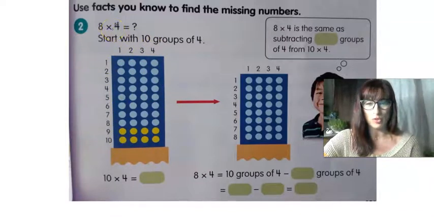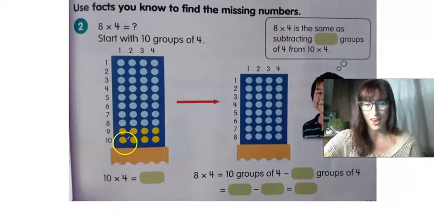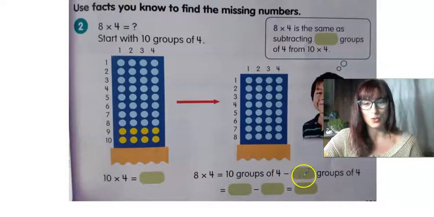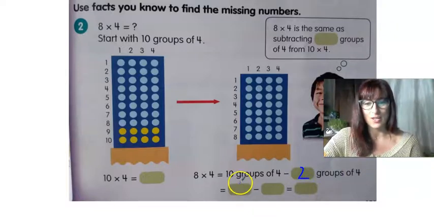Remember, they only want me to tell them what is 8 multiplied by 4. So I have here 2 extra groups, right? Okay, so since I have these 2 extra groups that I don't need, I need to take them away, right? Okay, so let's see how we do that. 8 multiplied by 4 equals 10 groups of 4 minus 2 groups of 4. So we have 40, because 10 groups of 4 is 40.